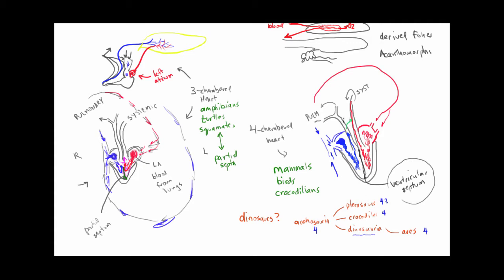There's a little shunt. It's called the foramen of Panizza. And the foramen of Panizza becomes open. It opens up when a crocodile goes on a dive and stays underwater for a long period of time. And when the crocodile surfaces again, starts breathing air, it'll shut down the foramen of Panizza and the blood will once again circulate out to the pulmonary circuit.